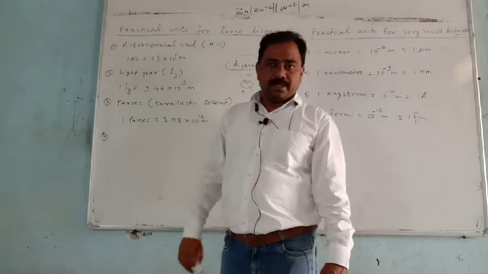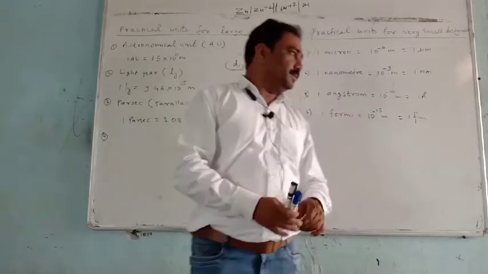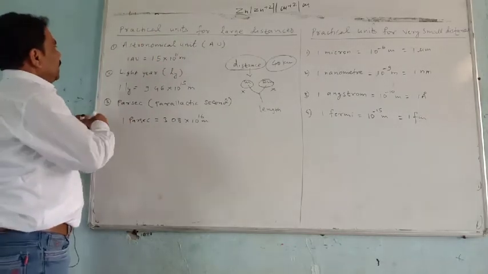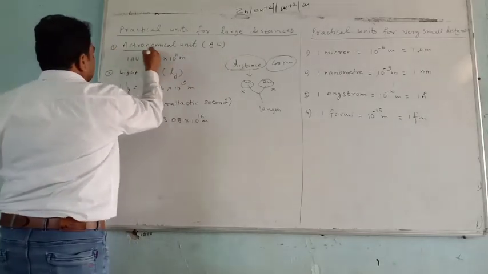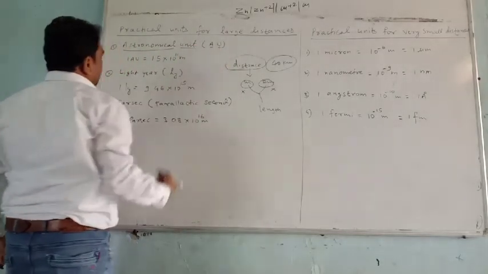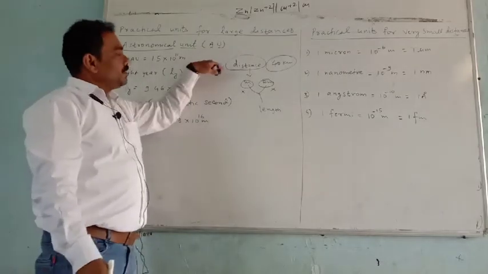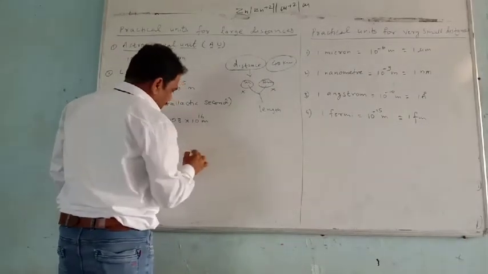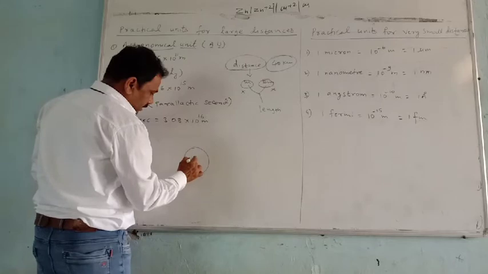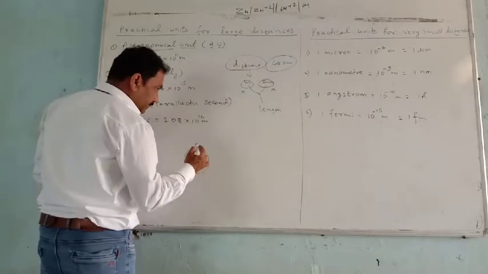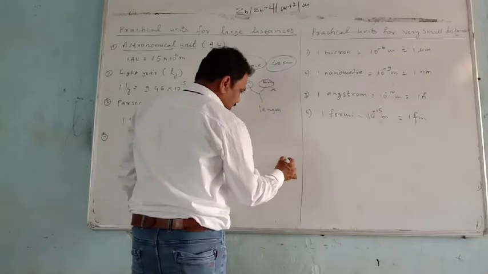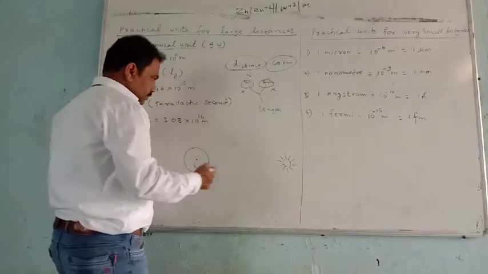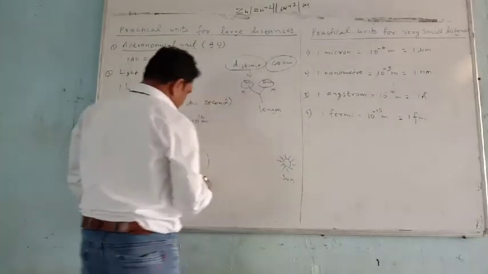The first unit is the astronomical unit. A stands for astronomical, and U stands for unit. So what does astronomical unit indicate? Suppose this one is the earth, and this is the center of the earth, and suppose at this place the sun is there. If we want to measure the distance between these two, this one is the sun, this one is the earth.